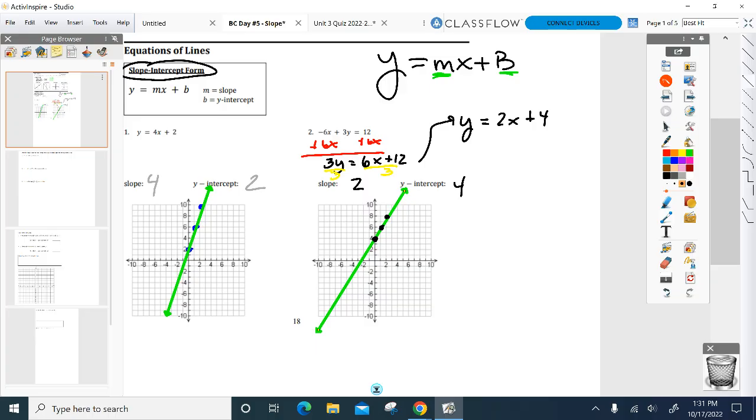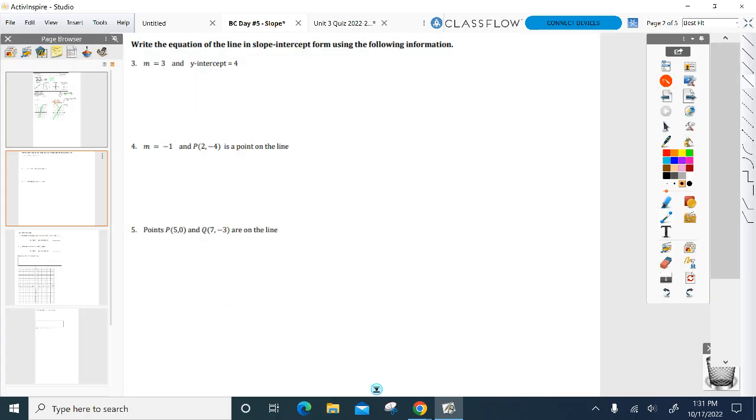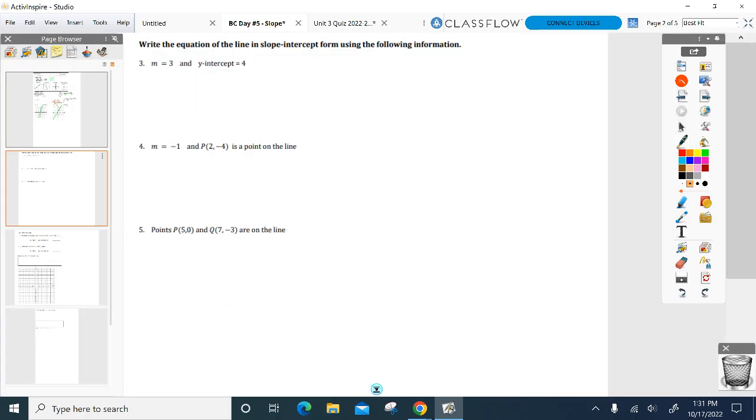Now I want you guys to come up with the equations on your own. I'll give you some facts. Write the equation in slope intercept form. So our final answer better look like y equals mx plus b.